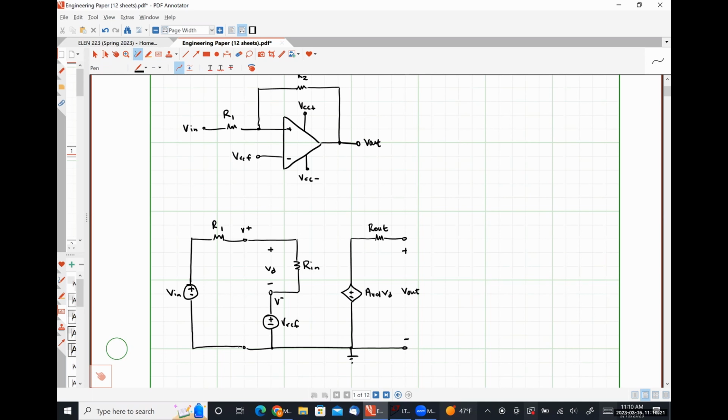Like so. And now the only thing left is our feedback path. From our non-inverting input terminal to our output terminal, we have that resistance R2. I'm just going to scooch this guy over a little bit.